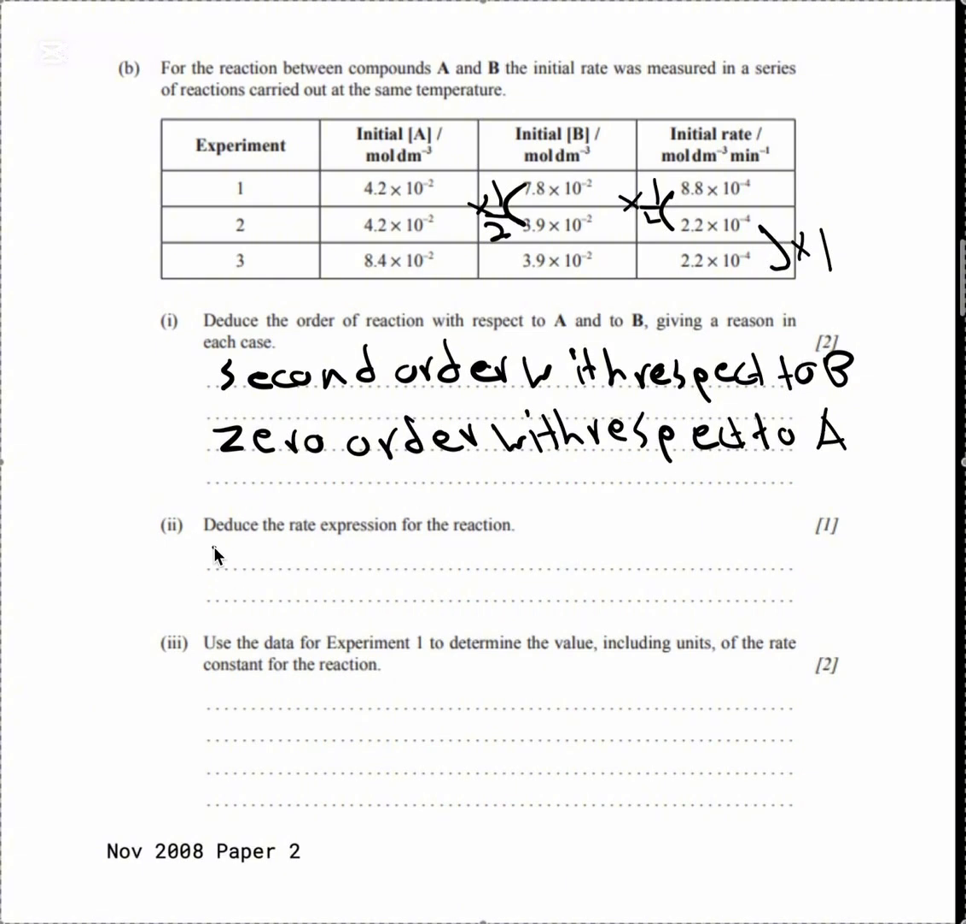Then we can use our answers from here to deduce the rate expression for the reaction. So it would be rate is equal to the rate constant K and B squared, concentration of B.